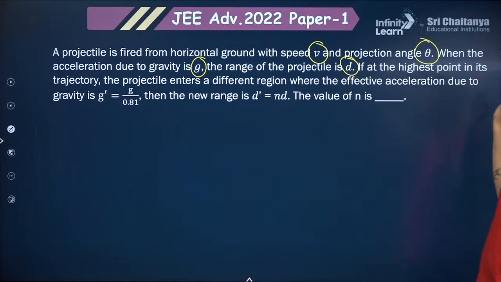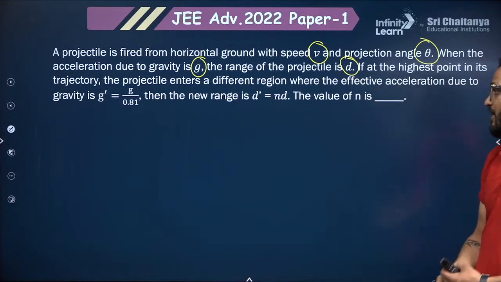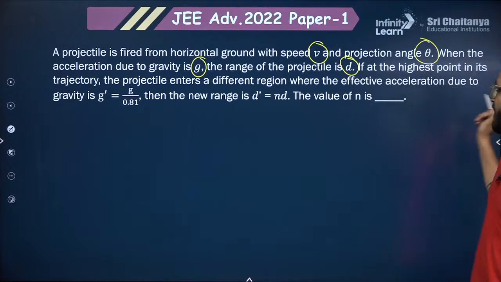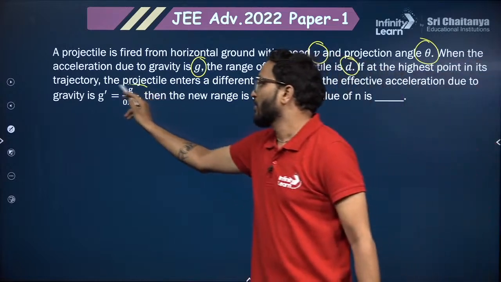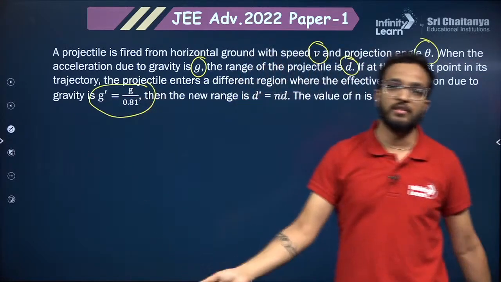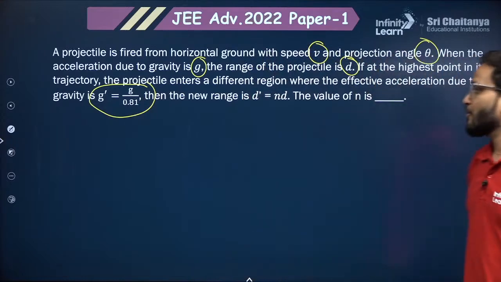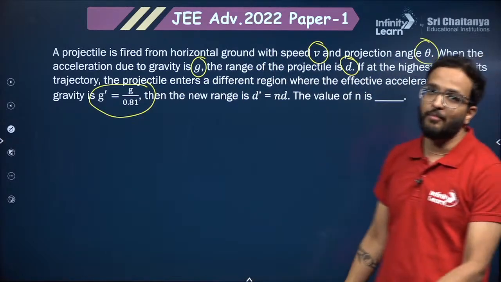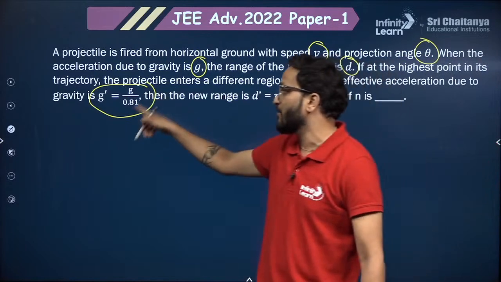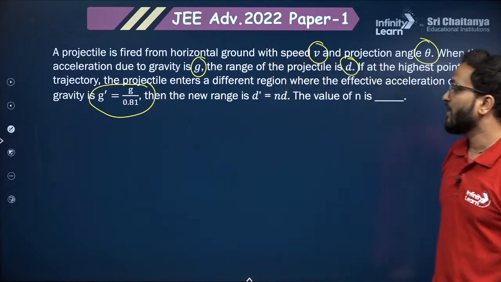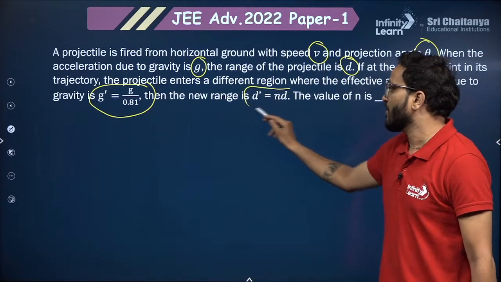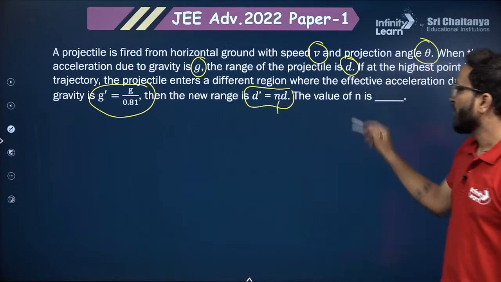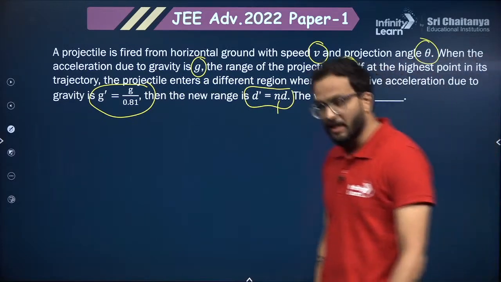Fantastic. If at the highest point in its trajectory the projectile enters a different region where the effective acceleration due to gravity is different. Suddenly, when it has crossed half of its journey, the acceleration due to gravity suddenly increases to g upon 0.81, right? Then the new range is d dash. So we have to find this n. The value of n is, so let's start solving it.